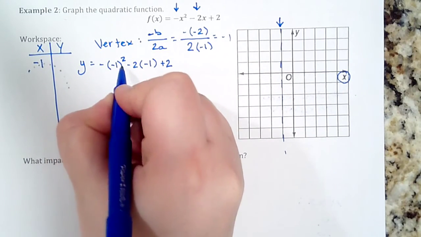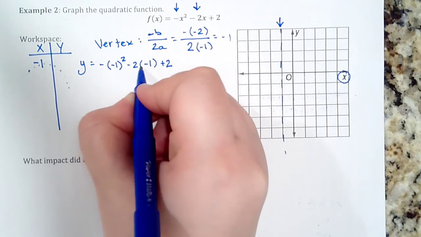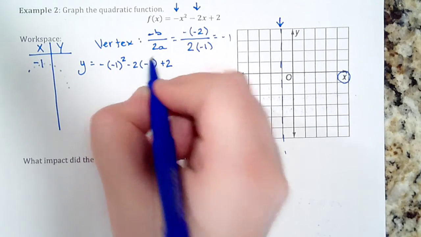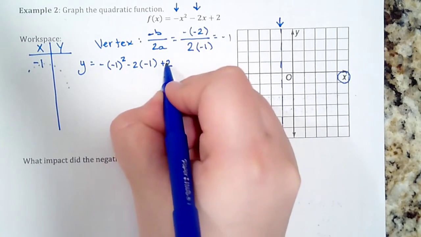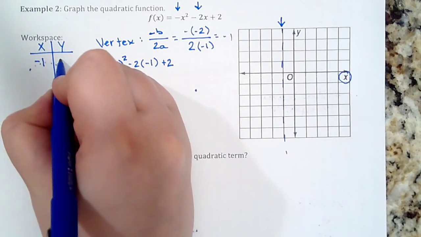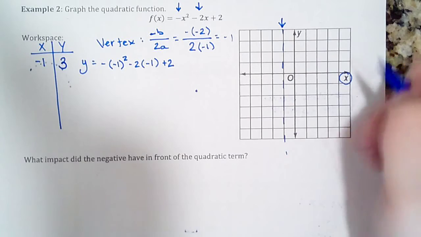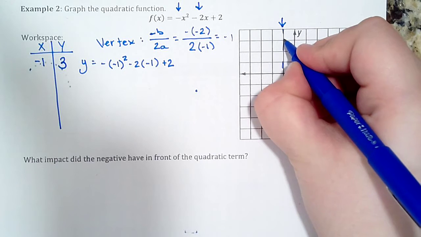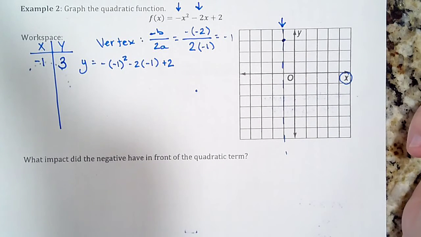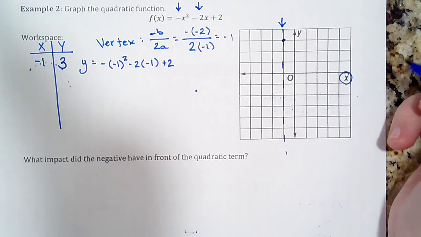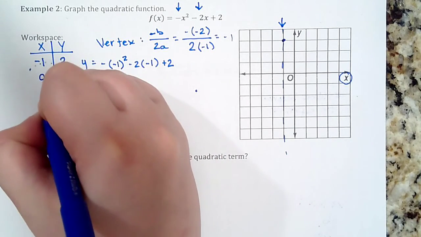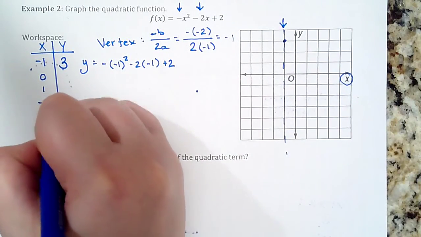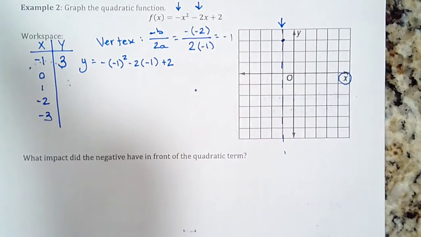So I've got a negative 1, negative 2 times negative 1 is positive 2. So negative 1 plus 2 is positive 1. Positive 1 plus your constant is positive 3. So I'm going to go over right away, and I'm going to put that on my function. So negative 1, 3. There is my vertex. All right, from there we want 2 in either direction. So we're going to want a positive 0, 1, and then a negative 2, negative 3.